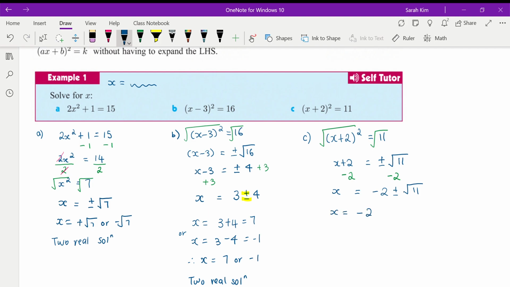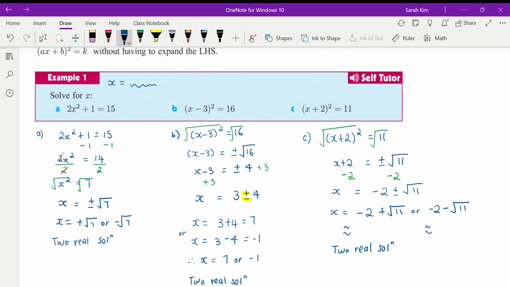So it's minus 2 plus square root 11 is one of the options, or it's minus 2 minus square root 11 as the other answer. So again, this one had 2 real solutions. So if you would like to put them in the calculator and tell me what you get as decimal points, you're more than welcome to.